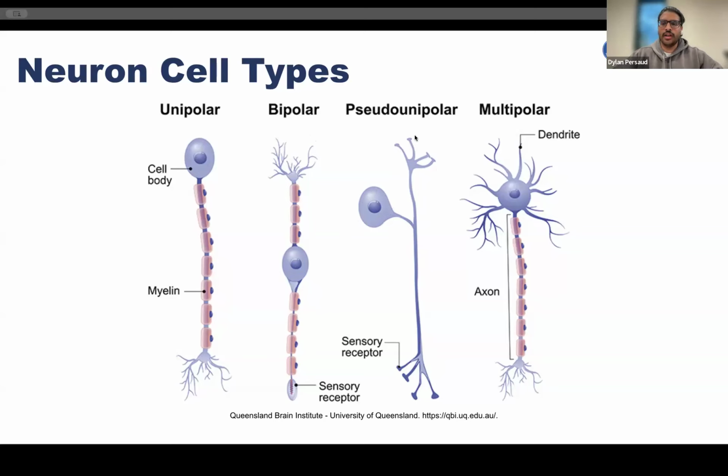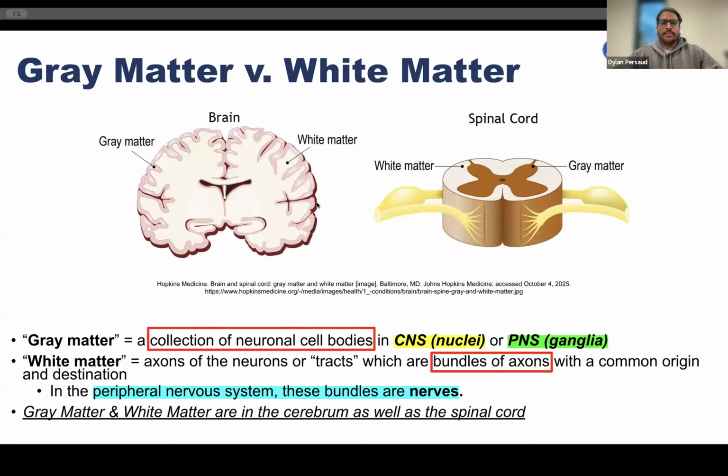So now we'll talk a little bit more about gray matter versus white matter. White matter is on the inner part of your brain, whereas the gray matter is more on the outside. And it's actually flipped when you compare it to the spinal cord. So we have white matter on the outside and gray matter on the inside. The gray matter is actually collections of neuronal cell bodies.